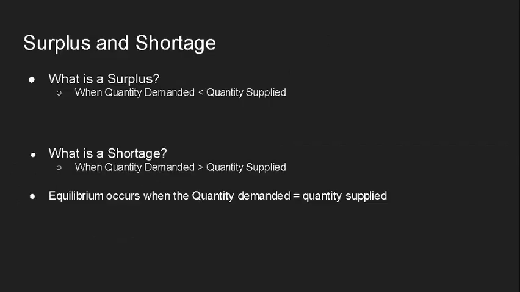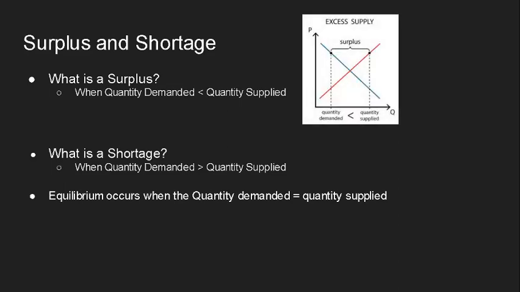Let's understand what surpluses and shortages are. What is a surplus? A surplus is basically when quantity demanded is less than the quantity supplied. For example, let's assume the government sets a price floor, dictating that price cannot go below a certain point above the equilibrium. At this point, the quantity demanded will be less than the quantity supplied. Therefore, there will be a surplus.